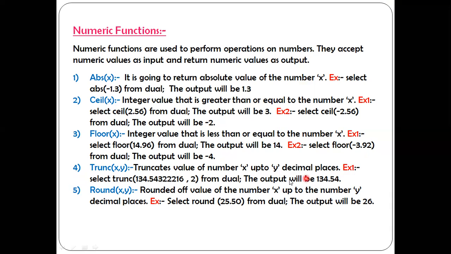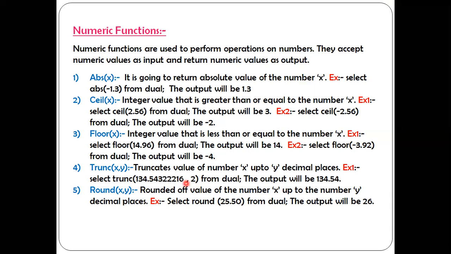Have a look at the first example. Select trunc, trunc. This is the function name, we must use the same thing. In bracket I wrote some float value, some real number, 134.54322216, comma 2. This comma 2 indicates that after the decimal point you should consider only how many digits? Only 2 digits. Okay. If I use 3 here, it is going to consider 543.